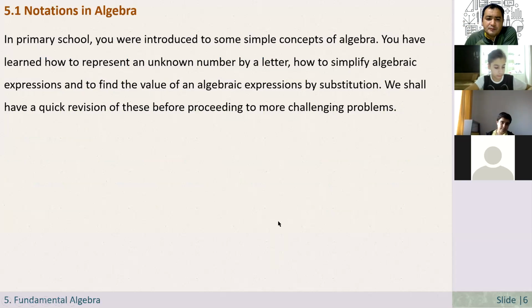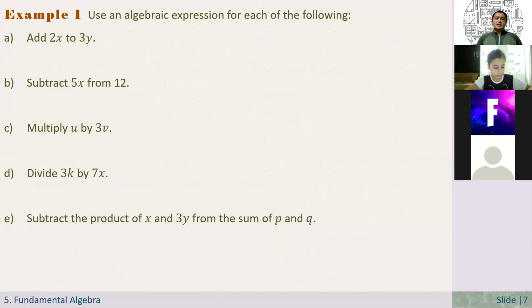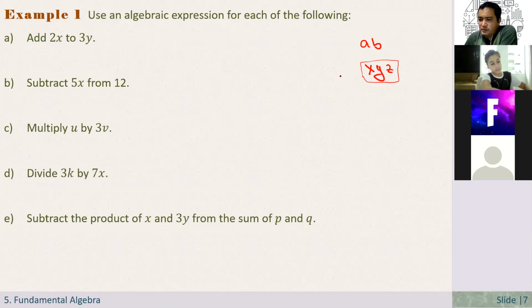Anyway, as we practice more and more problems, you will get used to it. Now let's start with these things. In algebra, when we just write ab, we should understand that two variables are multiplied by each other, right? a times b. For example, xyz, when we just write variables together, that means that here three variables are multiplied by each other.